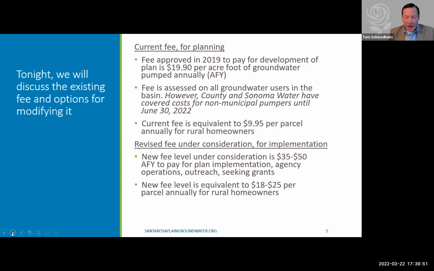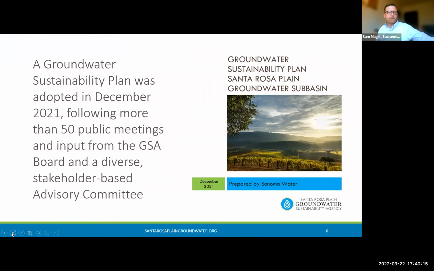Our facilitator, Sam, will introduce our next speaker. Thanks. Wonderful. Thank you, Chair Schwedhelm. At this point, I'd like to introduce Marcus Trotta. Marcus is the principal hydrologist for Sonoma Water and has been working with the GSA since they were created. He's also the primary author of the Groundwater Sustainability Plan required by SGMA for the Santa Rosa Plain. Marcus, we'll go ahead and hand it over to you.